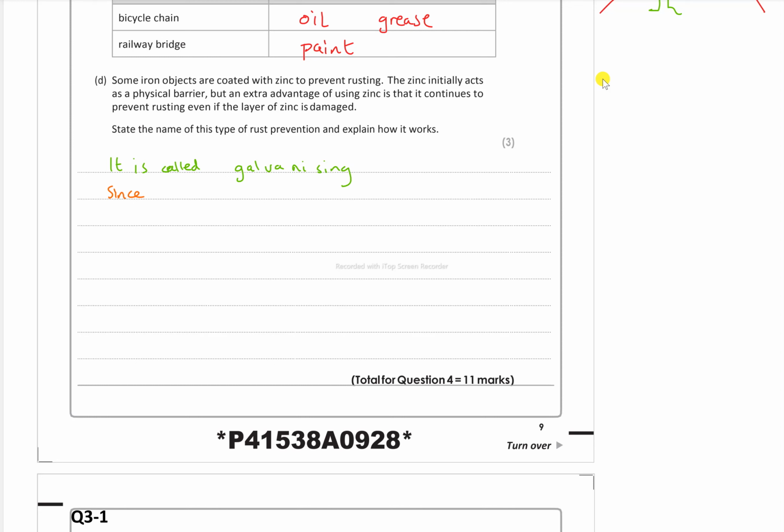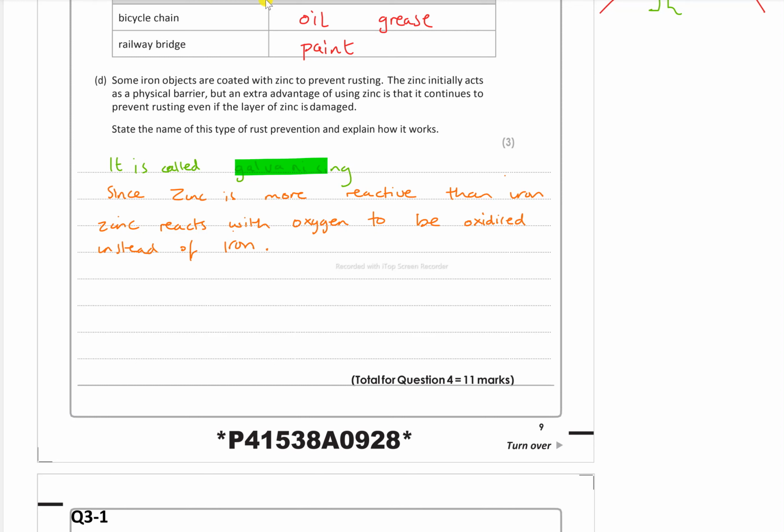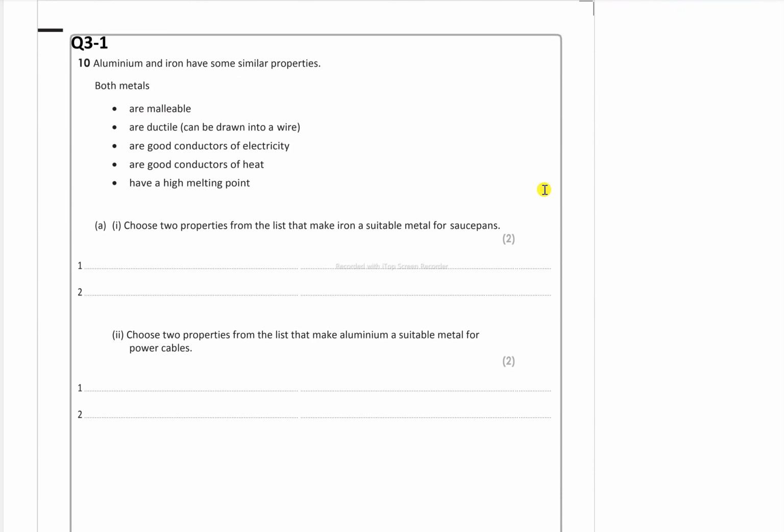Since or because zinc is more reactive than iron, zinc reacts with oxygen to be oxidized instead of iron. There you go. So 1, 2, 3. Right, okay.